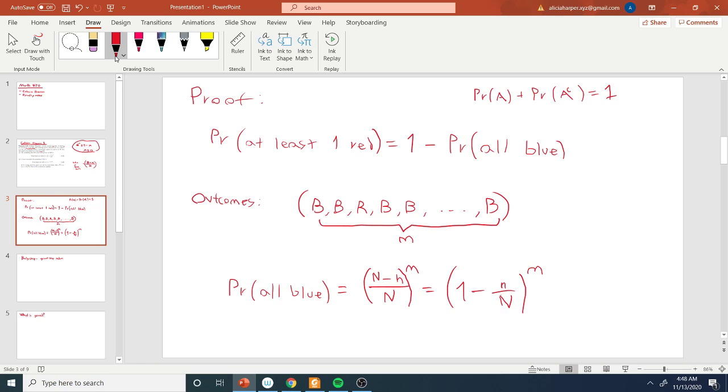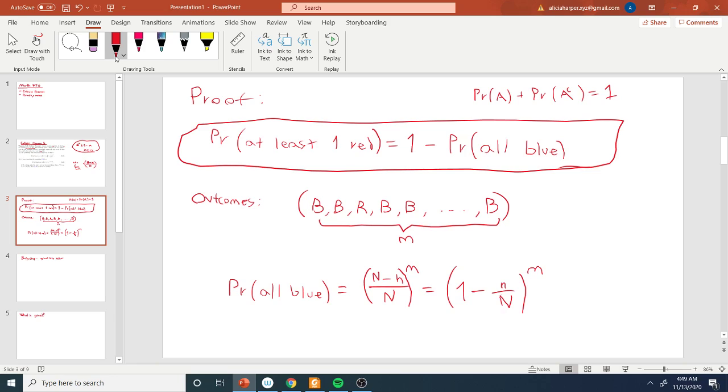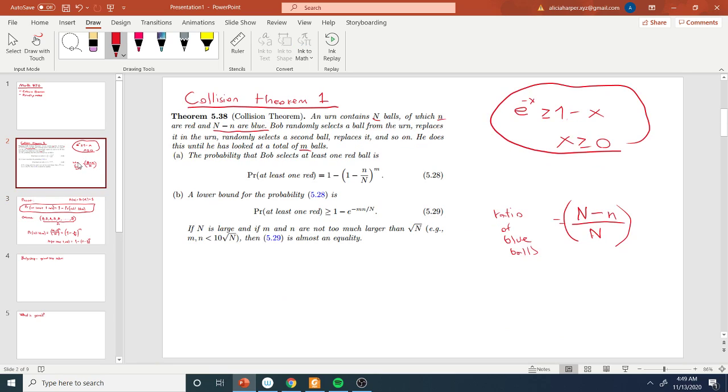Now we can go up here and use this relation. This relation tells us that the probability of at least one red is equal to 1 minus little n over big N raised to the m. So this completes the proof of part A of the theorem.